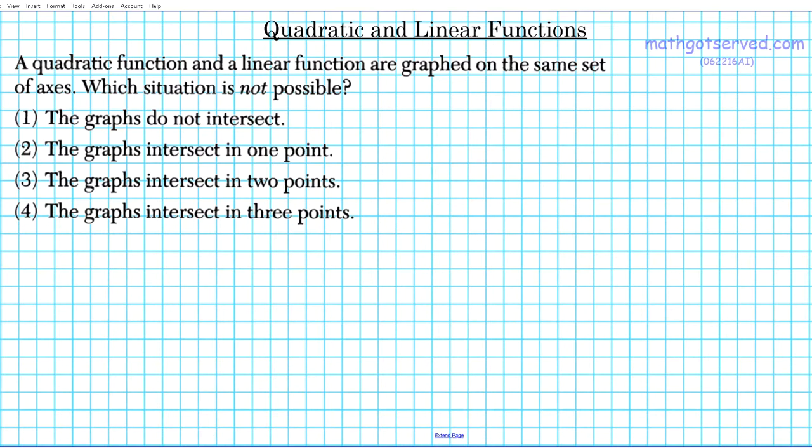In this clip, we're going to be taking a look at quadratic and linear functions. So the question reads, a quadratic function and a linear function are graphed on the same set of axes. Which situation is not possible? Let's get started by talking about what the graph of a quadratic function looks like.